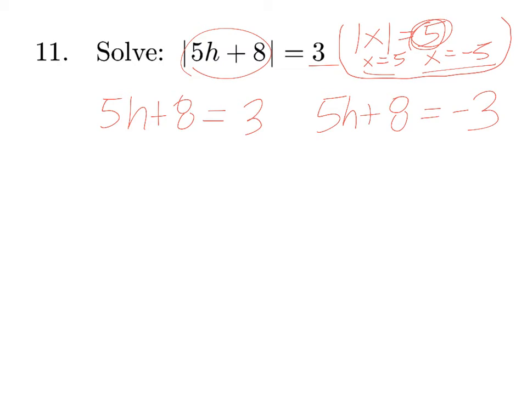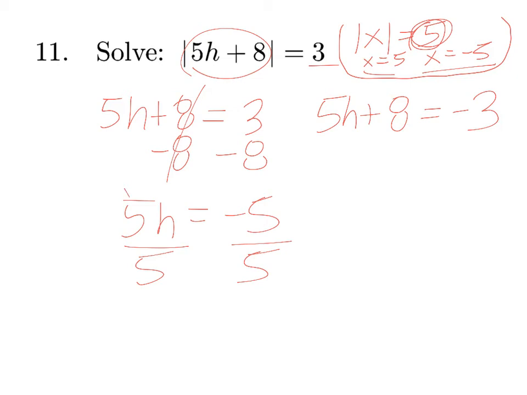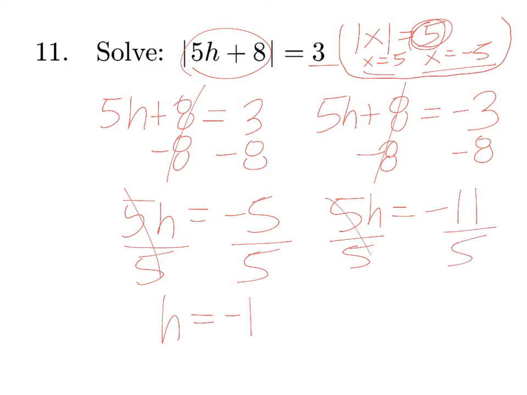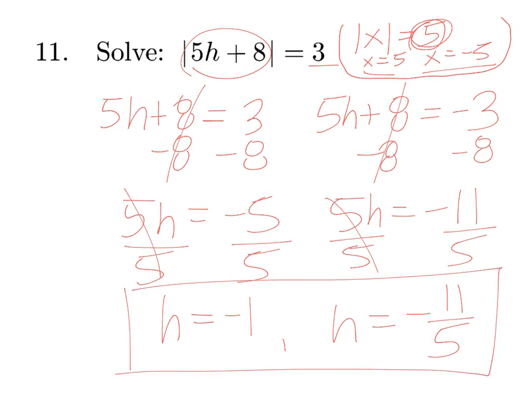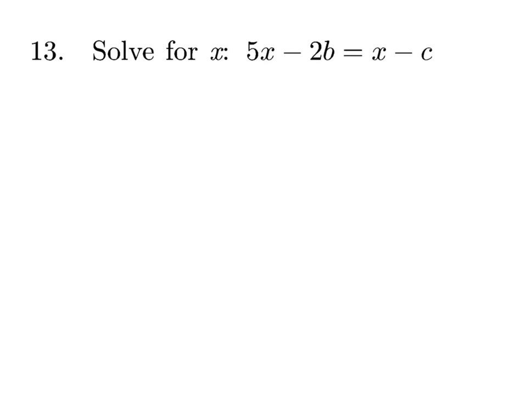All right, so now I have to solve each of these equations. Let's isolate the variable. h is equal to negative 1. Here I subtract 8. I get 5h is equal to negative 11. Divide by 5. And h is equal to negative 11 over 5. All right, so there's two answers to this problem. On to the next.